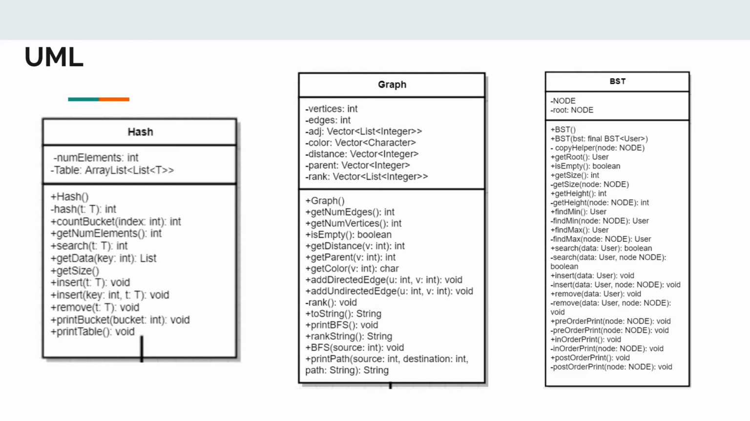So for the BST class, instead of the generic type, the BST would take User. And then I actually didn't add any more functions. The BST is supposed to maintain the user's friend list, so it uses in-order print to show the user's friends' names in alphabetical order.